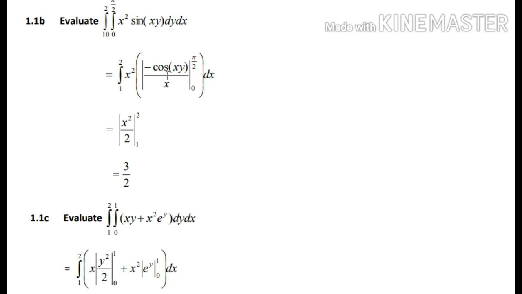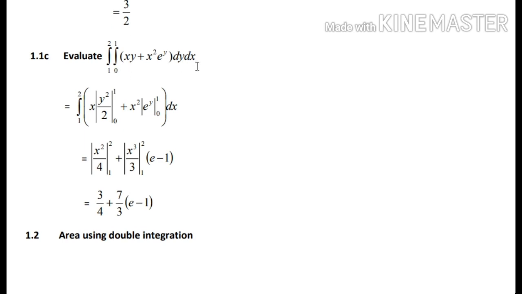First upper limit: minus cos pi by 2 is 0, minus lower limit: minus minus plus cos 0 is 1, so 1 by x. And x square by x, this we get x, and integration of x is x square by 2, and apply limits 1 to 2. Put x = 2, so 4 by 2 means 2, minus put x = 1, 1 by 2, so 2 minus 1 by 2 we get 3 by 2.